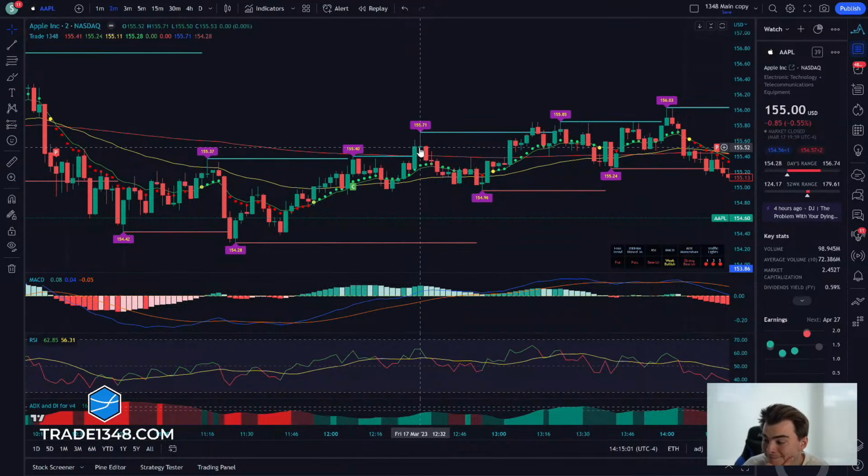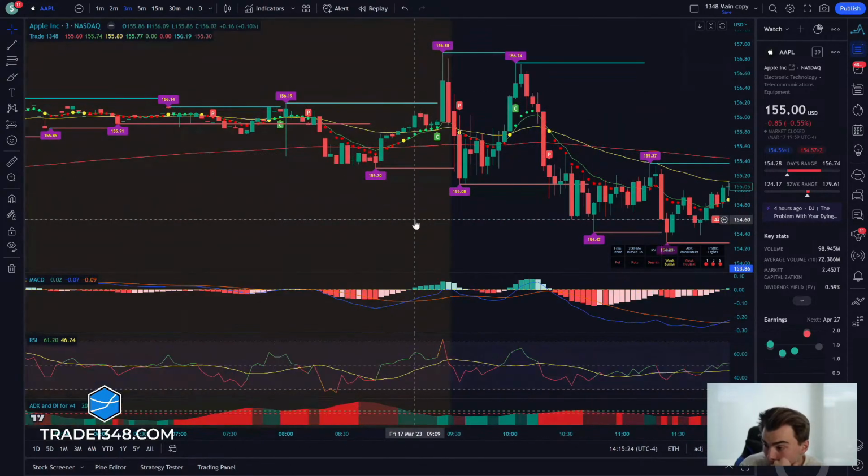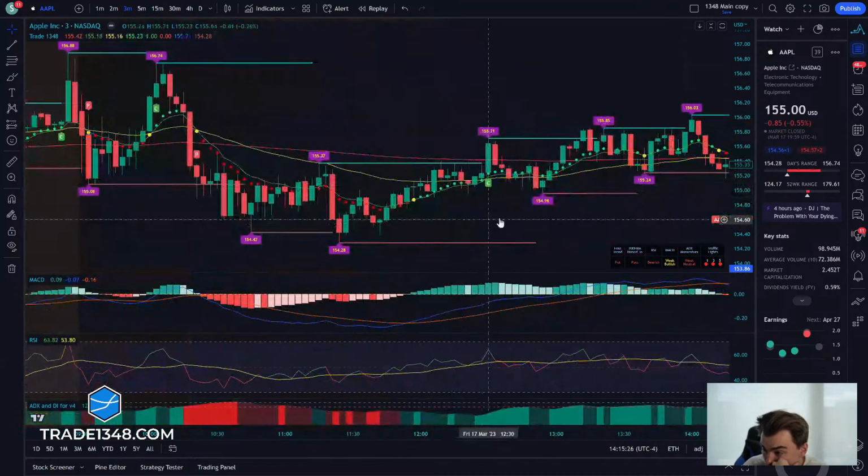Right? 12:32. Mind you, that candle is going to close at 12:33. It started at 12:30. It closes at 12:33. So by 12:32, the close of this candle, you've already identified this level well before it even printed on a 3-minute. This is where you would ideally exit.